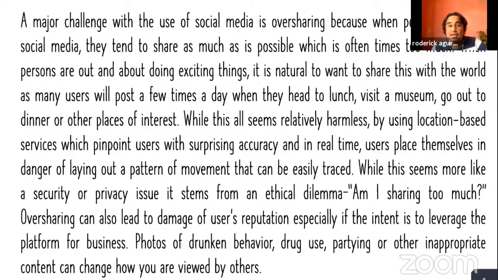All right. Media is oversharing because when persons share on social media, they tend to share as much as is possible, which is often times too much. Okay? So many shares, and so many people will see that. When persons are out and about doing exciting things, it is natural to want to share this with the world. I wish what we shared were meaningful, not meaningless, so that the world would be better. But what happens is that we share funny stories. Filipinos love that, the silly things, but nobody shares anything educational. I don't understand why.